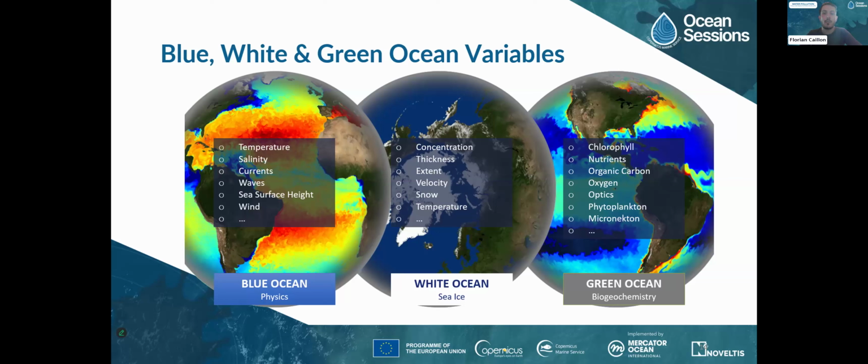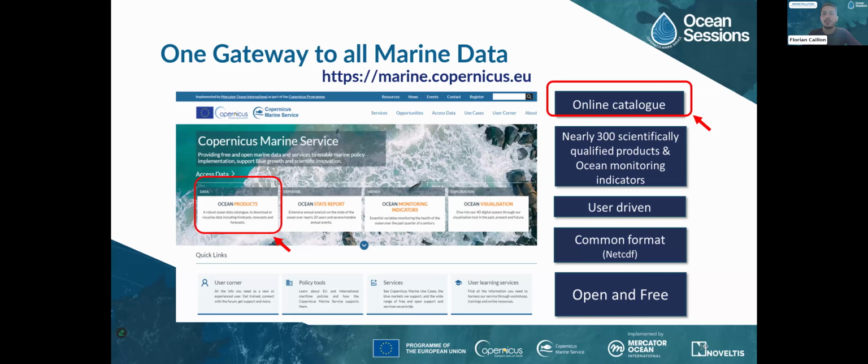So how do you access all this information? Everything is available through a single portal, which is marine.copernicus.eu. After free registration, you can browse and download from the data store harmonized datasets, mostly in NetCDF format, making them easy to use across scientific and operational tools. From the homepage, click Ocean Products to open the catalog.